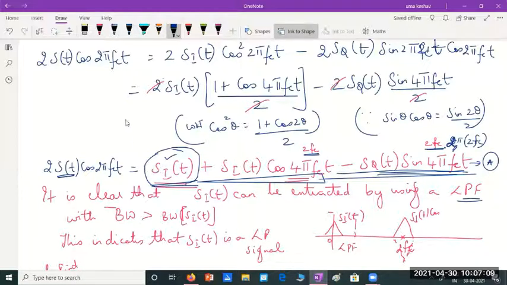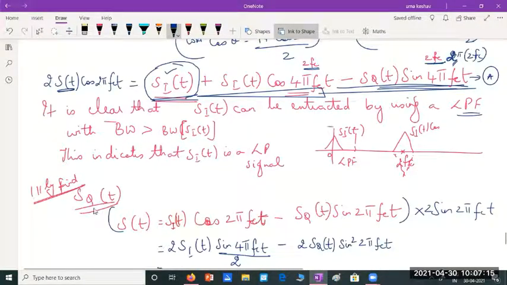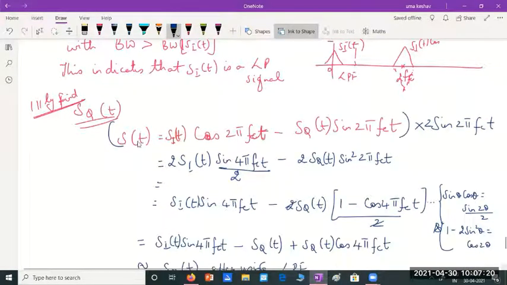Okay. Next, on similar lines, I asked you to analyze how to find Sq of t. To find Sq of t, we just need to multiply the given bandpass signal S of t with 2 sin 2 pi fct. So if we multiply it, I think we need to take a minus, no?